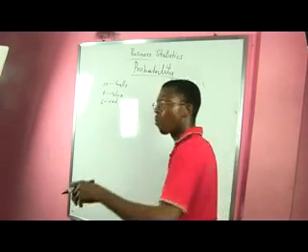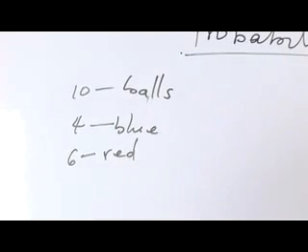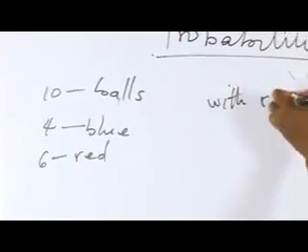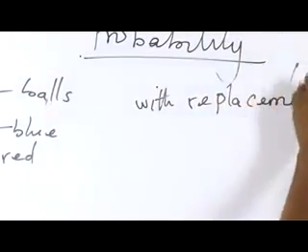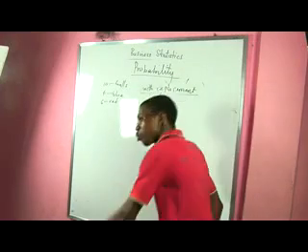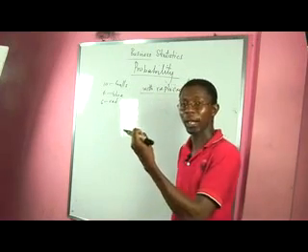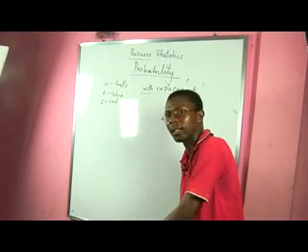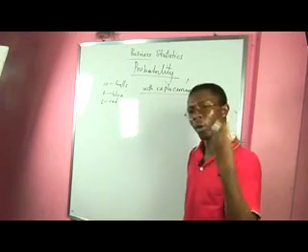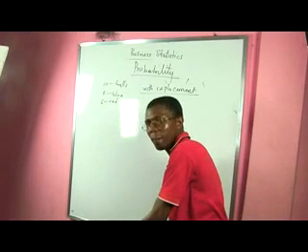Now, the probability that I will pick from the first bowl. Now, look at that question. It said with replacement. That is very important for you to take note. With replacement. That means that as I pick the first ball from the bowl, what did I do? I put it back. I pull out the first ball. Before I pick the second one, I put the first one back.